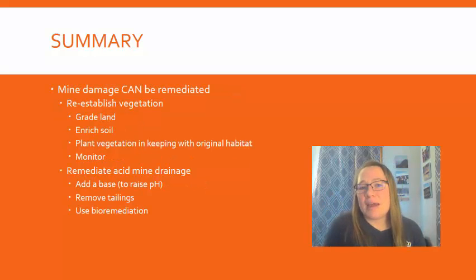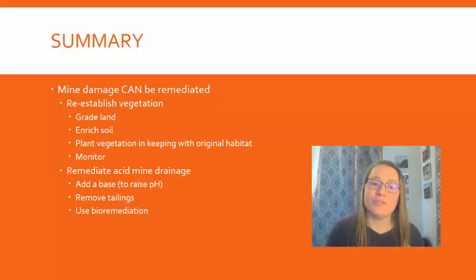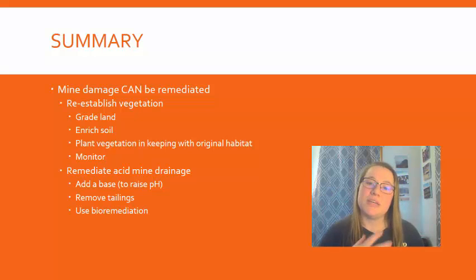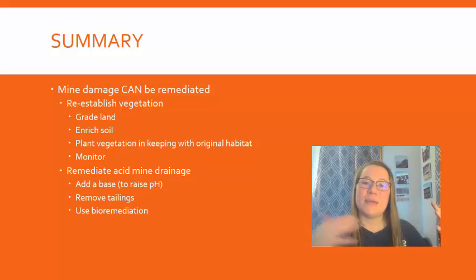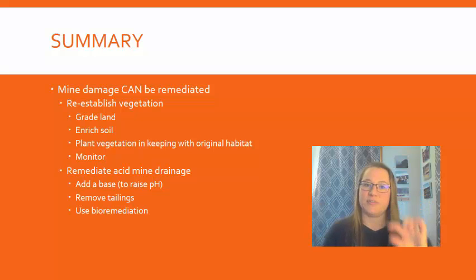Additionally, any mine damage can be remediated. We can make things better, so it's not all doom and gloom. Some of the things to do would be to reestablish vegetation, make sure the land is sloped or graded appropriately, making sure we actually have topsoil back on the surface, and if there was any type of acid mine drainage, we need to be able to remediate that. So a few things we could do would be to bring that pH back towards neutral, because remember, an acid has a very low pH, so we want to raise it back up by adding a base. Also removing those tailings piles, and we can do this process called bioremediation.